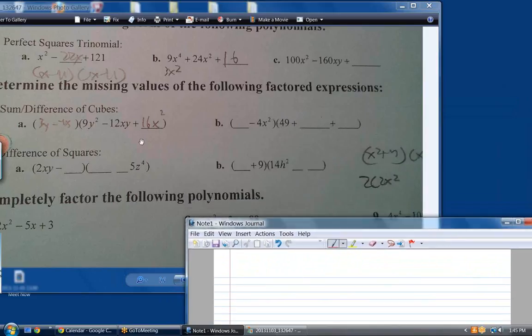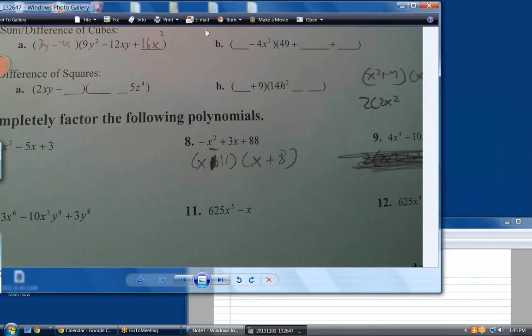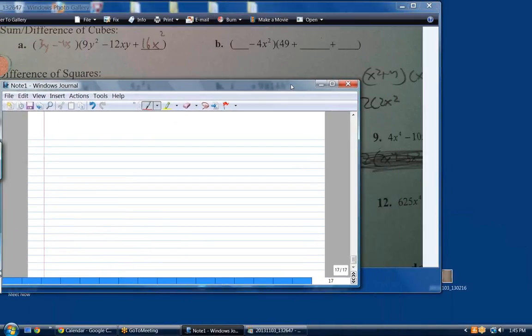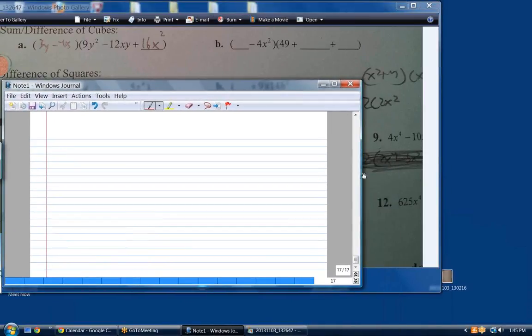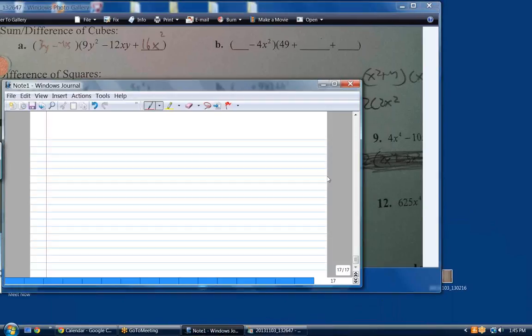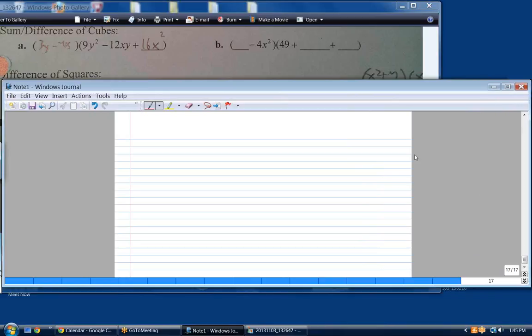Those are actually really good problems to get you to understand factoring, I think, and to memorize those two very important formulas, a plus b squared and a minus b squared. You kind of have to work backwards on those.